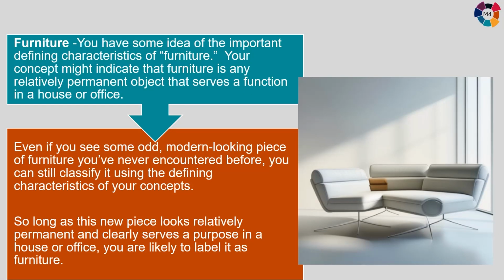You have some idea of the important defining characteristics of furniture. Your concept might indicate that furniture is any relatively permanent object that serves a function in a house or office. Even if you see some odd, modern-looking piece of furniture you've never encountered before, you can still classify it using the defined characteristics of your concepts. So long as this new piece looks relatively permanent and clearly serves a purpose in a house or office, you are very likely to label it as furniture.